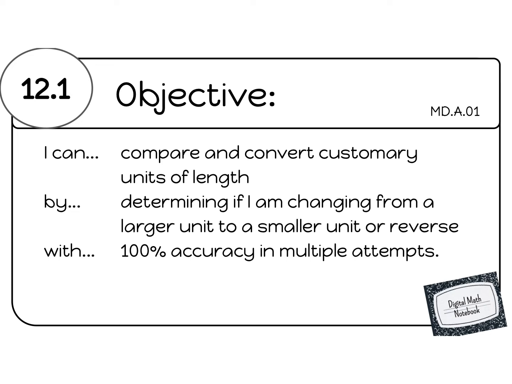The lesson objective for today is: I can compare and convert customary units of length by determining if I am changing from a larger unit to a smaller unit, or reverse, with 100% accuracy in multiple attempts. Please pause now to write the I can and by statement in your digital math notebook.